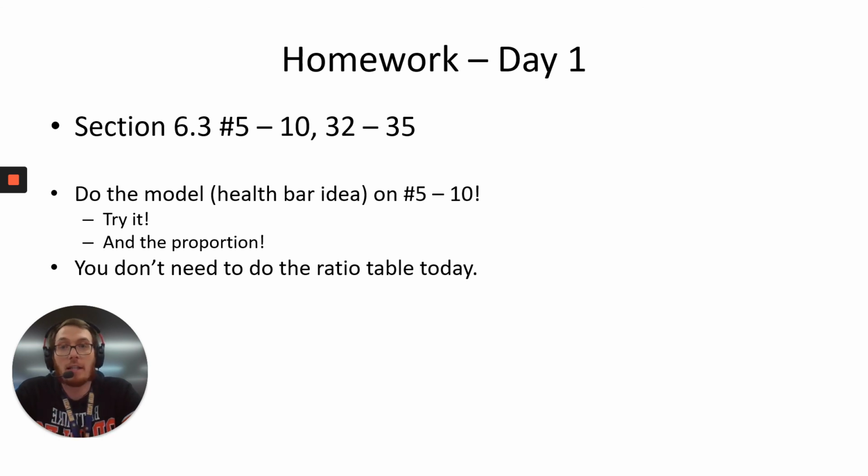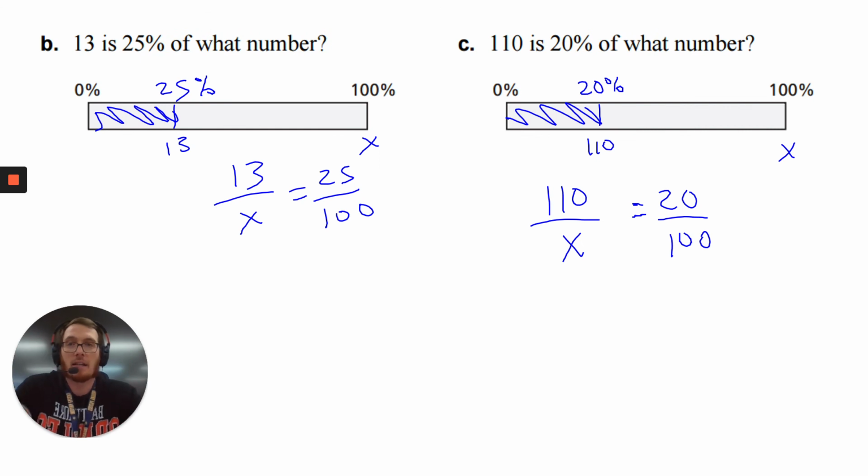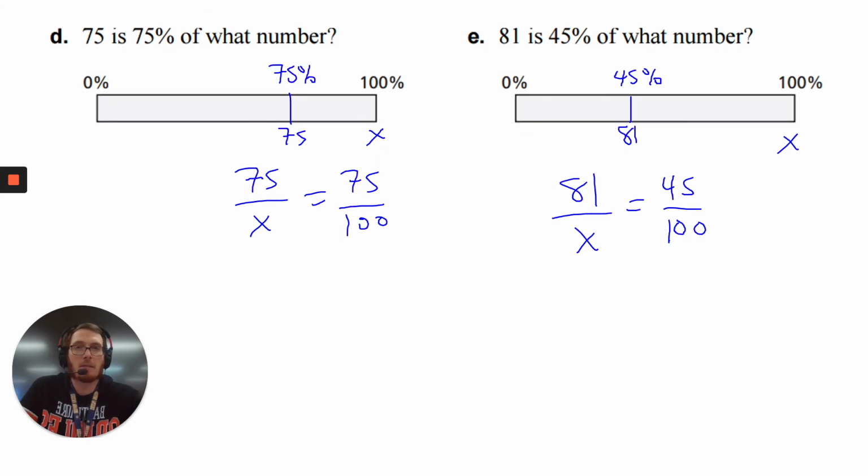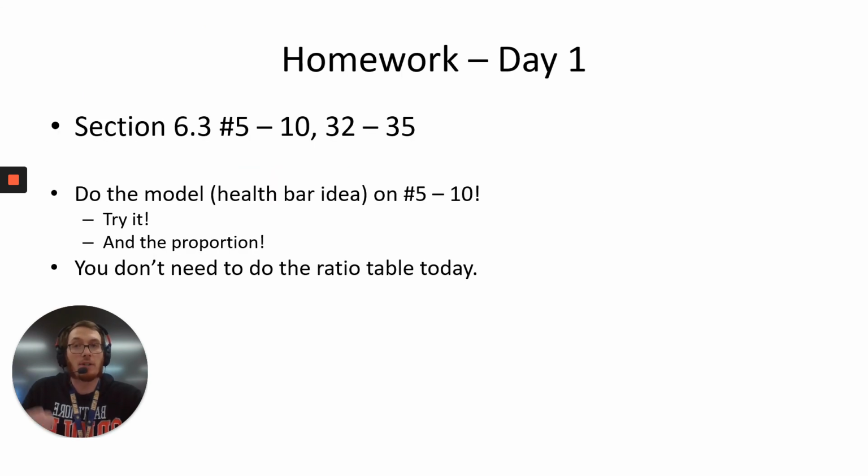For your homework today, there's not very many questions, but I want you to draw out the health bar idea and the proportion for each question on 5 through 10. So they should look something like this. Notice I filled in these ones. You need the health bar idea drawn out with the 4 numbers, so 3 should be known, and then a variable x for the 4th spot, and then write the proportion and see if you can get it solved by just cross multiplying.